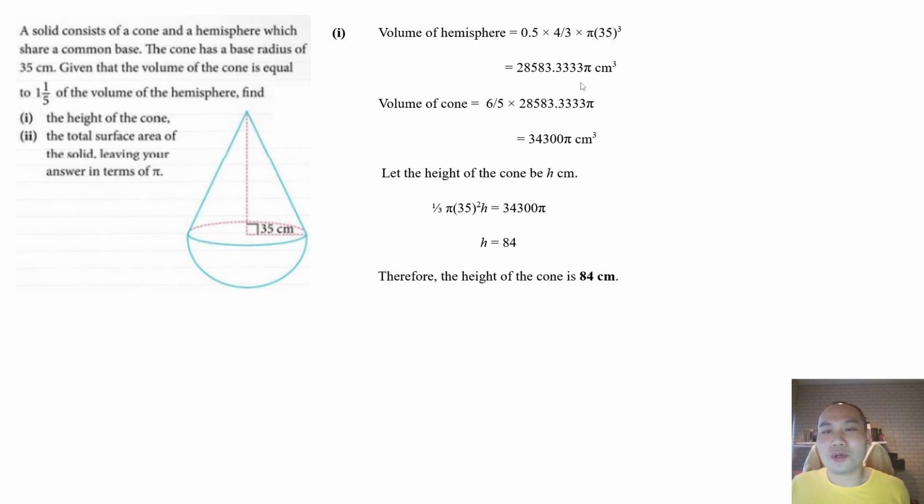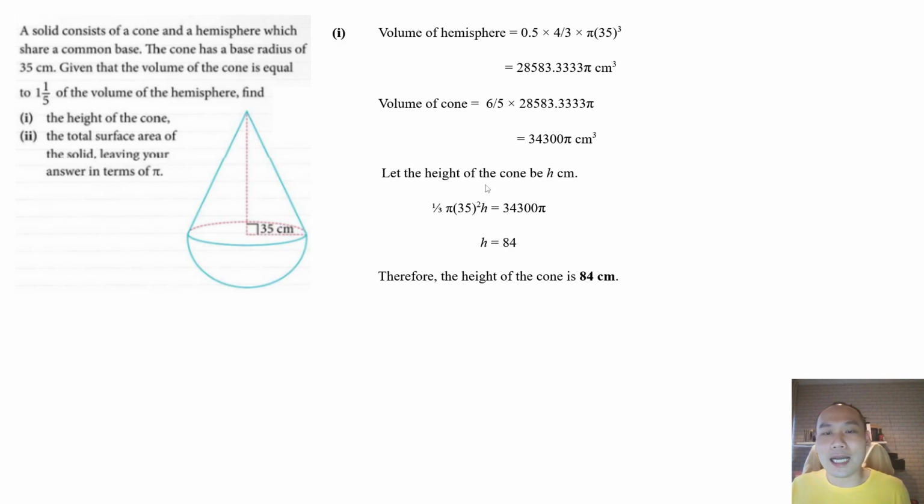After that, what do we do next? We know that the volume of the cone is 6/5 of the volume of the hemisphere, right, from the question. So multiply by 6/5, the volume of the cone is 34,300 pi. Notice I leave the pi here because the question did say that we are supposed to leave our answers in terms of pi. So it's okay to leave the pi here. We don't have to actually work it out yet. Just leave it there, right?